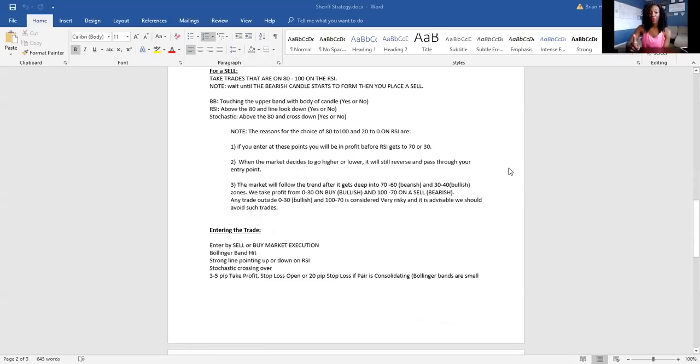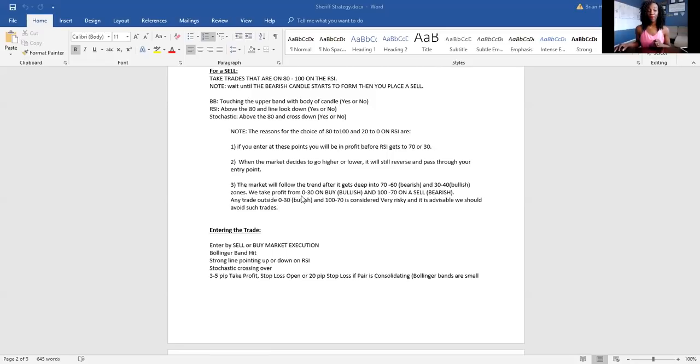Bear with me. But the reason for the choice of 80 to 100 and 20 to 0 on the RSI is that if you enter at these points, you will already be in profit before the RSI gets to 70 or 30. Most people wait until the RSI gets to 70 or 30 to enter the trade. When you're getting in between 80 or 20 in the overbought zone, then you are going to be in profit really quickly once it starts to go your way. So that's why we love those 80 and 20 settings on the RSI, okay? The market will follow the trend after it gets deep into 70 to 60, which is that bearish zone, and 30 to 40, which is that bullish zone.